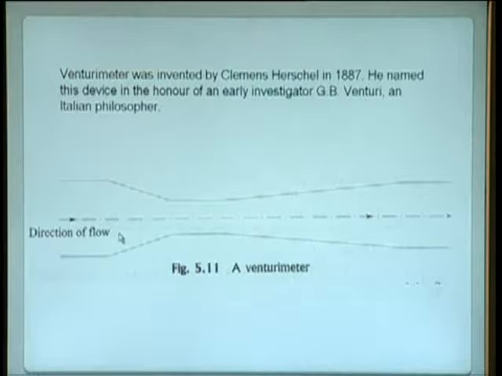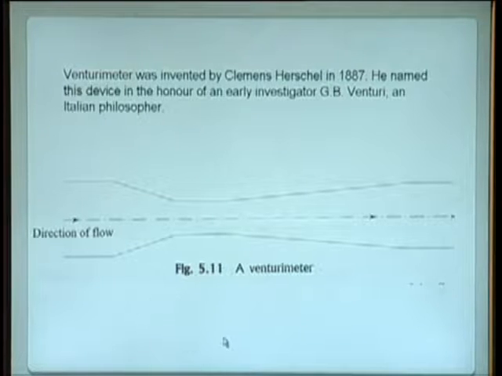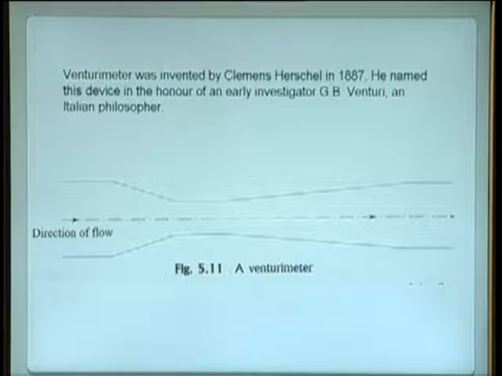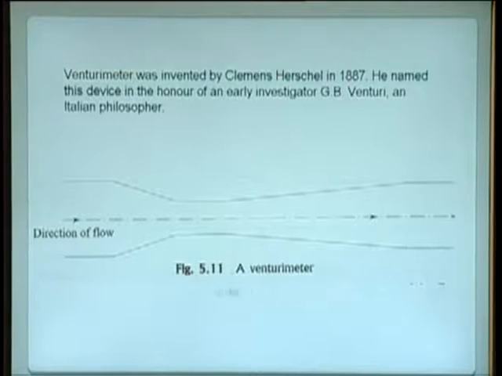First we shall discuss the Venturimeter. This Venturimeter was invented by Clemens Herschel in 1887. He named this device in honor of an early investigator, G.V. Venturi. He was an Italian philosopher. Now, this is the shape of the Venturimeter. The Venturimeter is a device which is used for measuring the flow rate through a pipe, right.